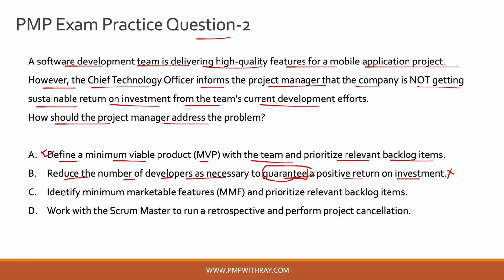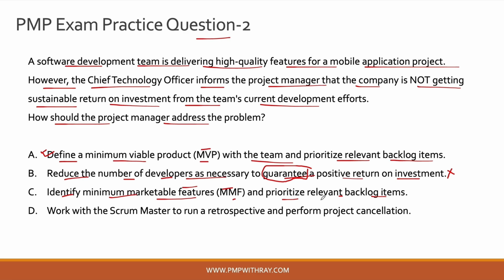Let's look at option C. Identify minimum marketable features, MMF, and prioritize relevant backlog items. Now, this is very similar to option A, with the only difference being that here in option C, it is asking the project manager to prioritize the minimum marketable features, which is different, mind you, very different from the minimum viable product. And this question is actually testing your understanding as a PMP exam aspirant, whether you understand the key difference between a minimum marketable feature and a minimum viable product. So please go back to your Agile practice guide and study these two terminologies in detail. However, for this question, we'll be doing a quick overview of these two terms.